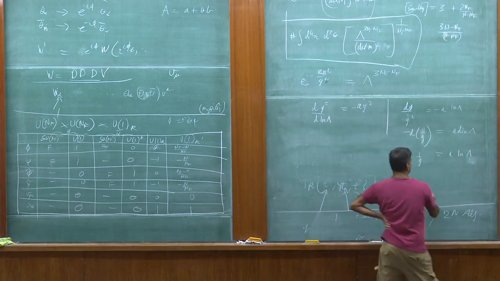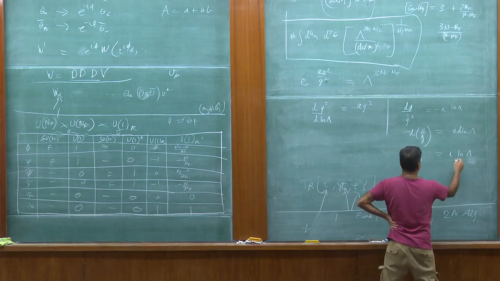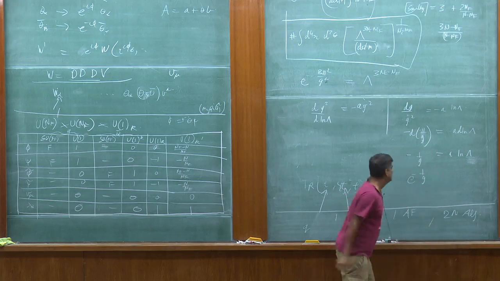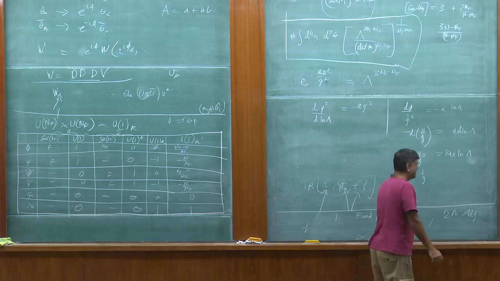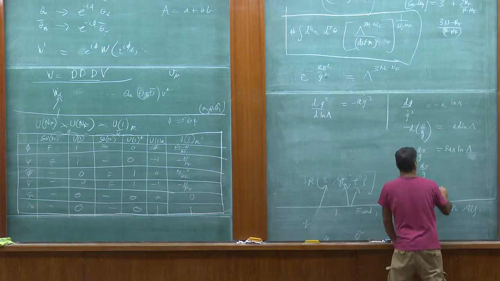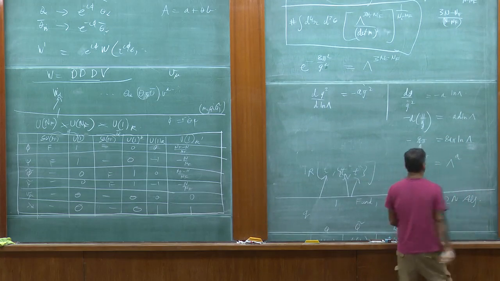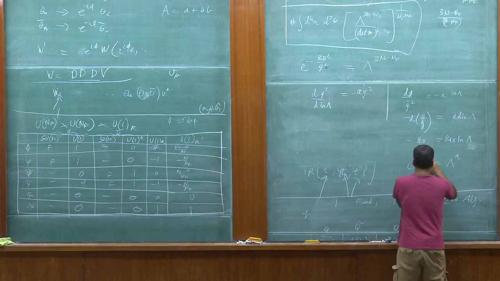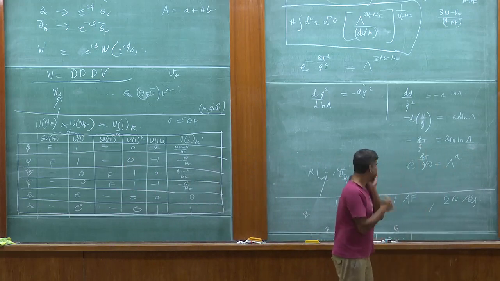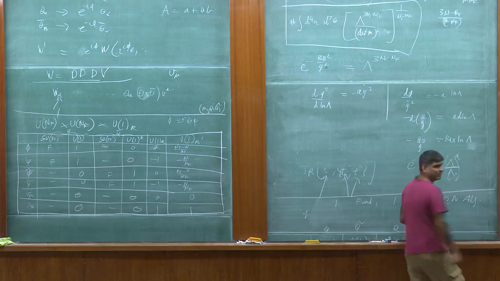Okay, now I exponentiate both sides. So I get e to the power minus 1 by g, and I put the right 8 pi here, e to the power 8 pi by g is equal to lambda to the power A. This is g of lambda. Then we make this number dimensionless by making this lambda by lambda naught to the power A, where lambda naught is lambda QCD.